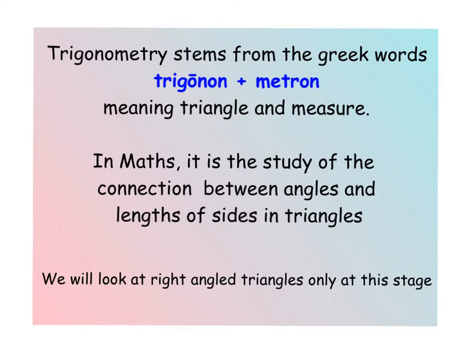So, just to remind you, trigonometry stems from the Greek words trigonon and metron, meaning triangle and measure. In maths, it's the study between angles and lengths of the sides and triangles. At this stage, we're only looking at right angle triangles. There is further trigonometry with non-right angle triangles to come later on.